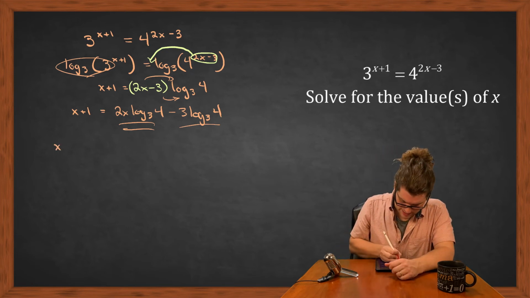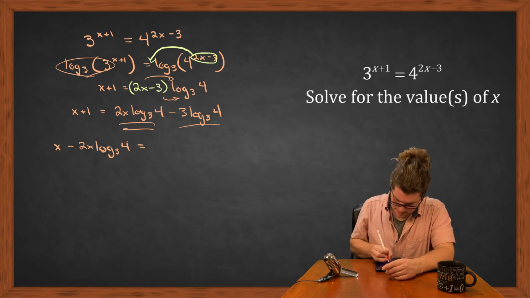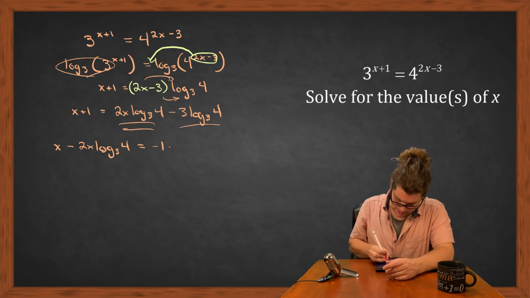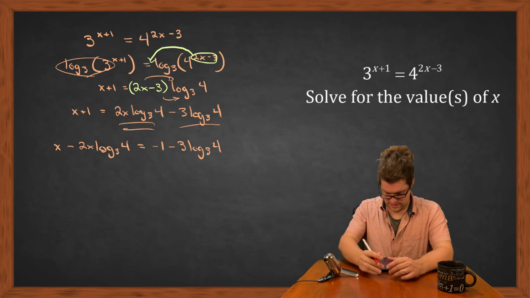So I get x, and I'm going to move over my 2x times log base 3 of 4, and I'm going to take the 1 and subtract it from the left, subtract it from the right, so I get negative 1 on the right-hand side now, and I also have this minus 3 log base 3 of 4.